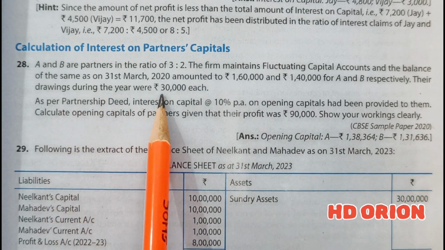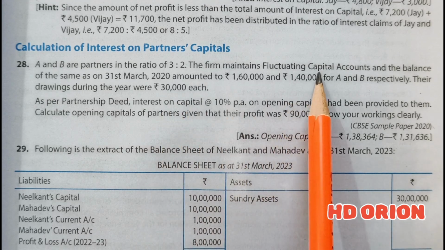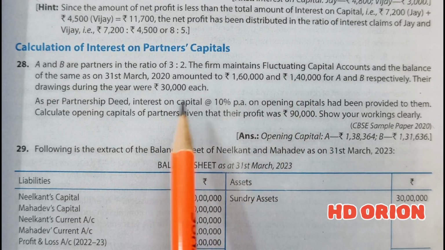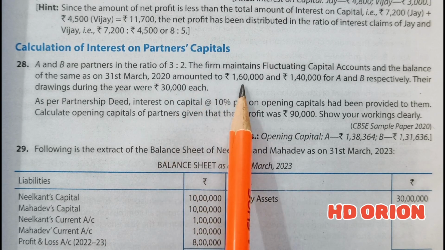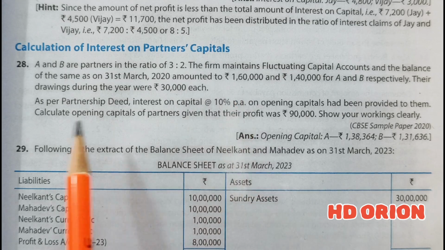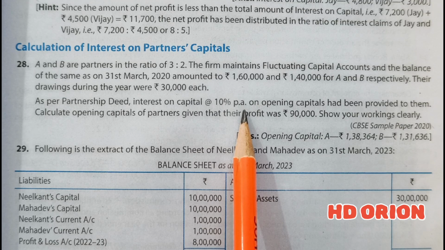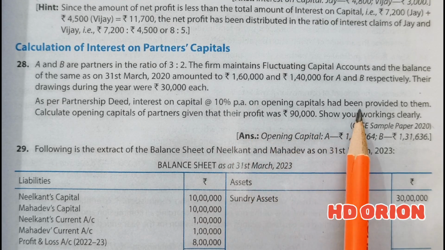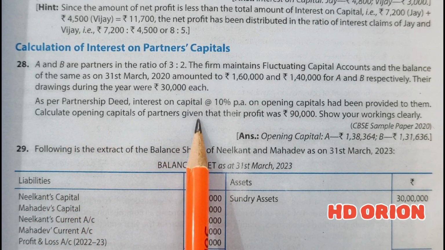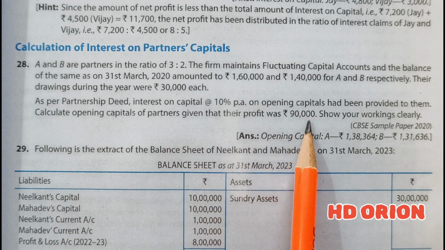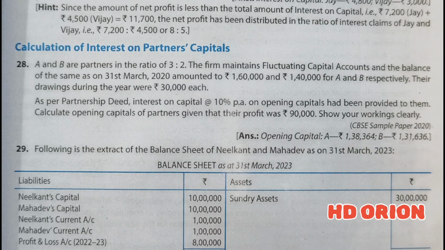Their drawings during the year were rupees 30,000 each. Now these drawings are out of profit, but because capital accounts are maintained in fluctuating method, we have to take this information to calculate opening capital balances. As per partnership deed, interest on capital at the rate of 10% per annum on opening capitals had been provided to them. Calculate opening capitals of partners given that their profit was rupees 90,000. Show your workings clearly. So let us see the solution for this.